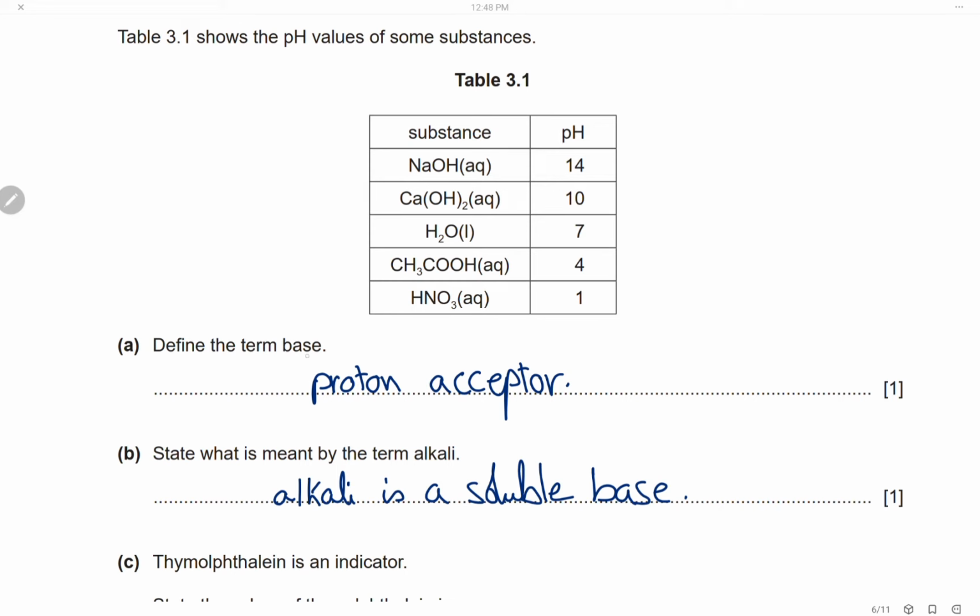Define the term base. A base, of course, is a proton acceptor. State what is meant by the term alkali. An alkali is a soluble base. When a base dissolves in water, it will form a solution. This solution is called an alkali. So an alkali is a soluble base.